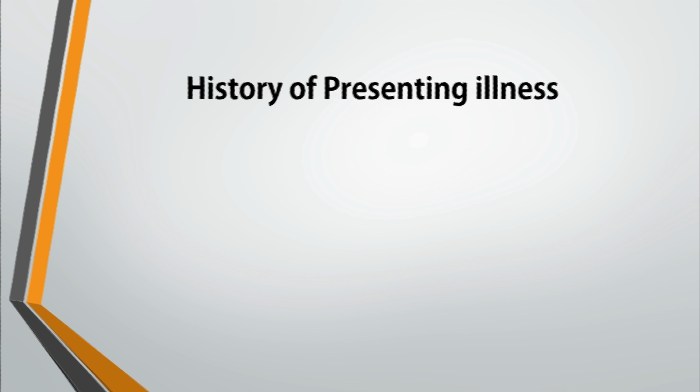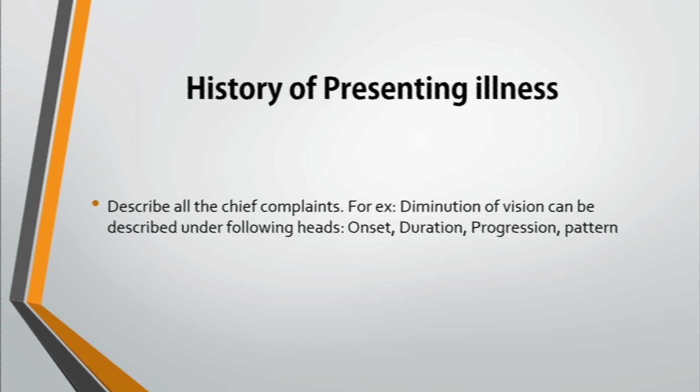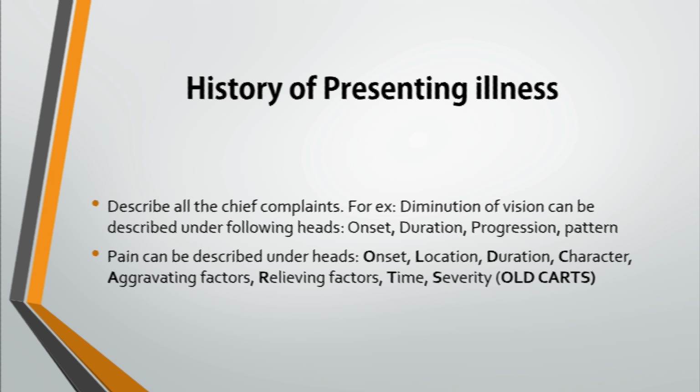History of presenting illness. Describe all the chief complaints. For example, diminution of vision can be described under following heads: onset, duration, progression, pattern. Pain can be described under heads: onset, location, duration, character, aggravating factors, relieving factors, time, severity. A mnemonic, OLD CARTS, can be used.